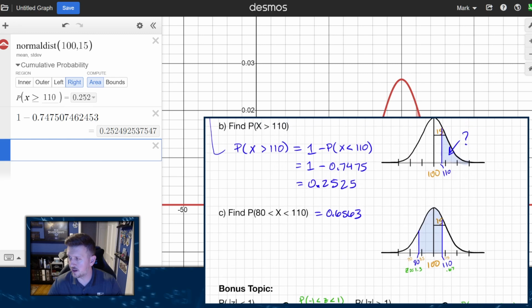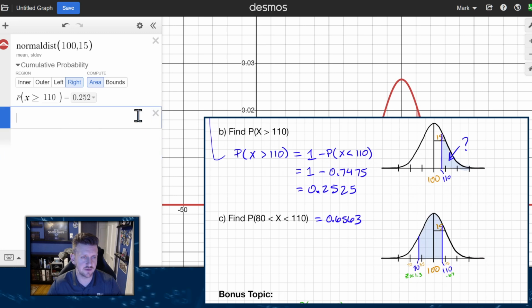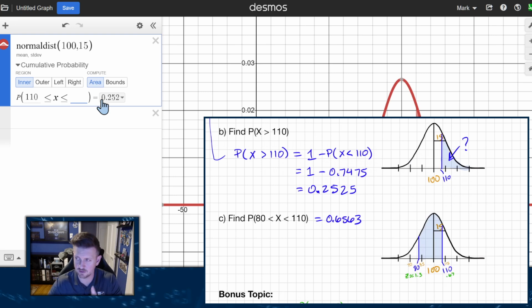And then if we wanted to do a between, so between 80 and 110, let's say your IQ is 110, your buddy's is 80, you want to find the percentage of people between you, or the probability of selecting a random person between the two of you, so we could do an inner situation. So notice if I did, this is about to be wrong. I have 110 on the far end on the left and then 80 on the upper.